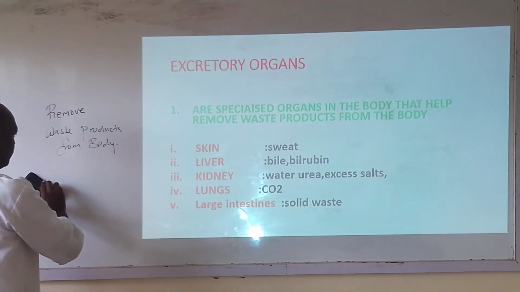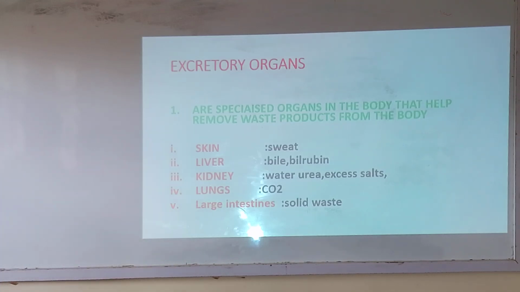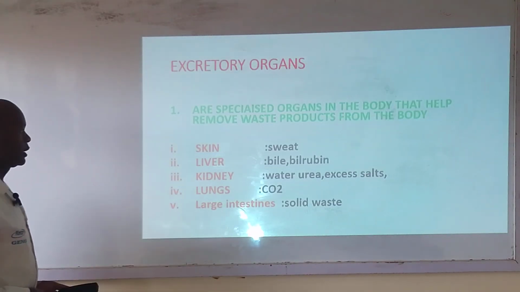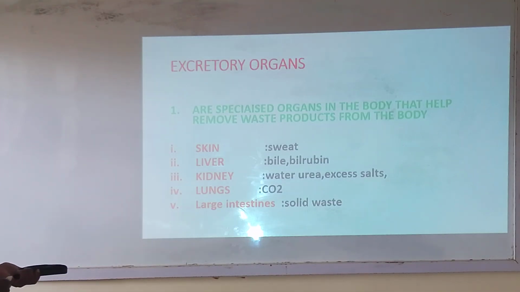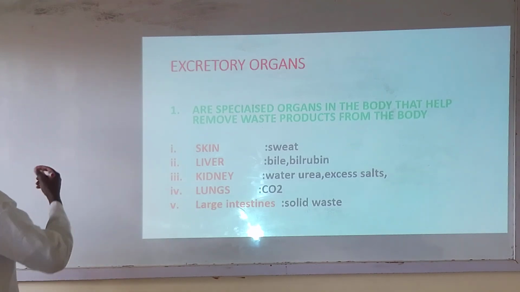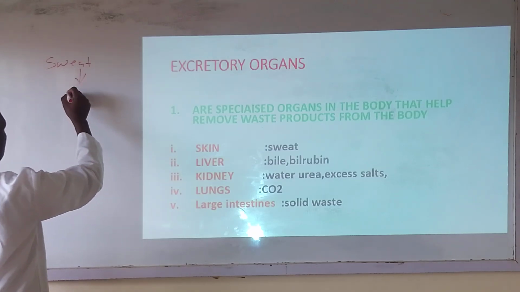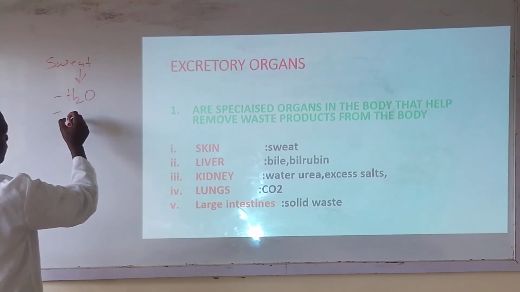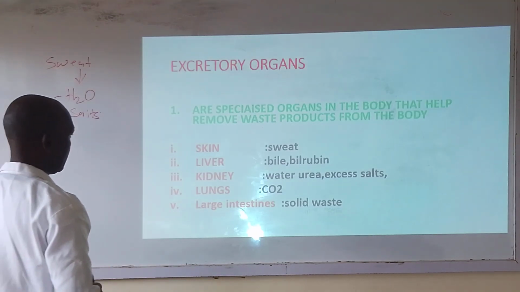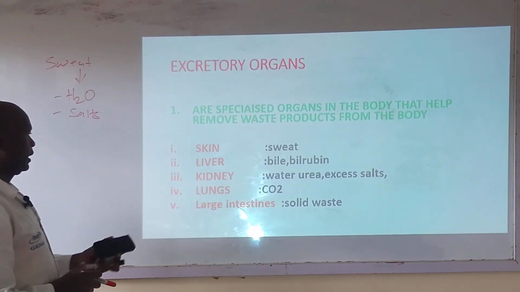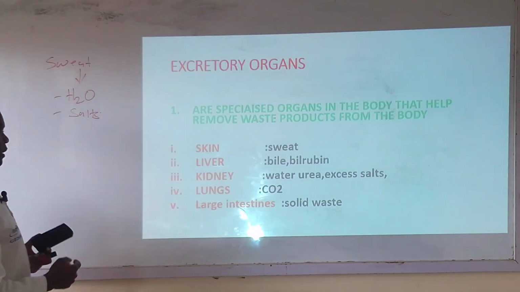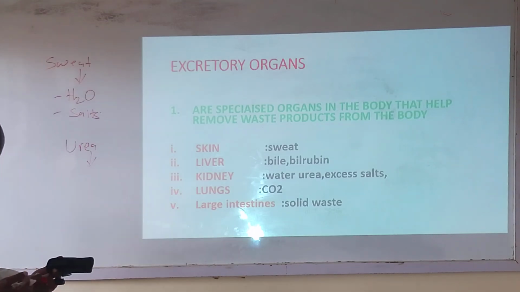So here we have a number of excretory organs that are found in the body, and we have the skin. The skin excretes a waste product known as sweat, and in this sweat we have things like water. So sweat, we normally have just water and some salts. So those are some of the waste products that are excreted using the skin. We also have the liver, and its function is actually to excrete bile, bilirubin, and even urea, among other waste products.